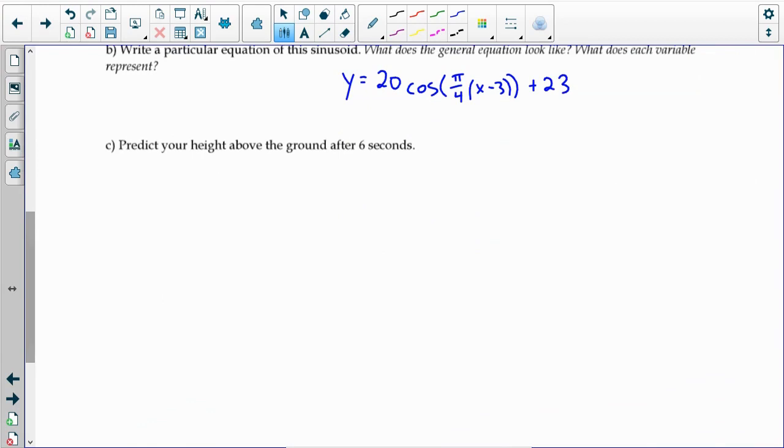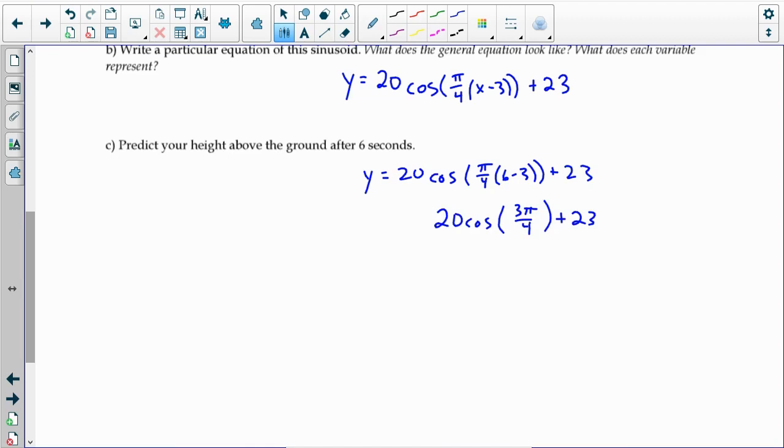Predict your height above the ground after 6 seconds. So now my job, that doesn't look like a C, looks like a parenthesis. Cosine of pi over 4, plug in 6 is my job. So now I have 20 times the cosine of 3 pi over 4 plus 23.